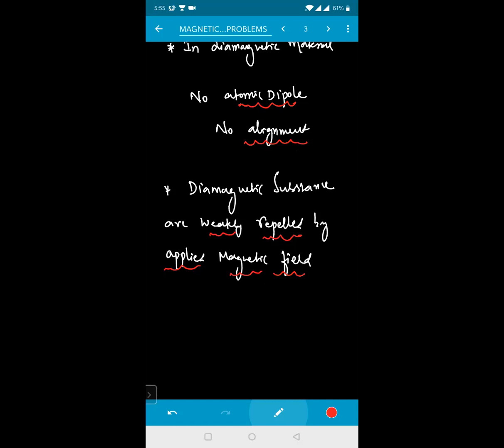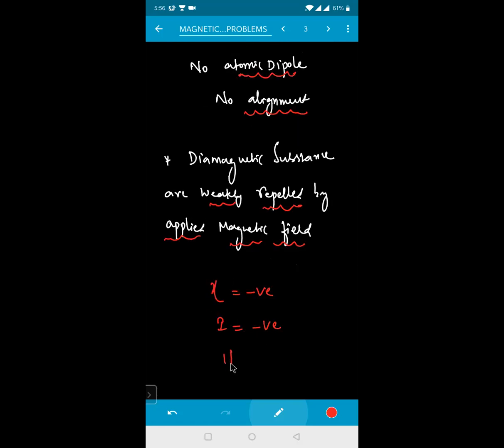And what is the magnetization I right now here? Is the value positive or negative? Just now I told you, susceptibility is negative. Susceptibility is negative, so the I value is also negative. And the magnetic intensity will be what? Positive.